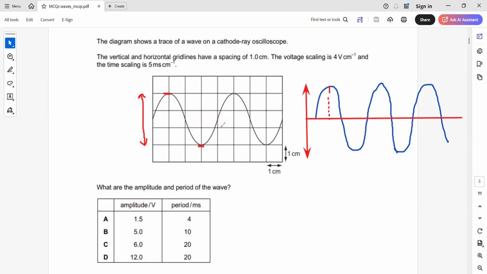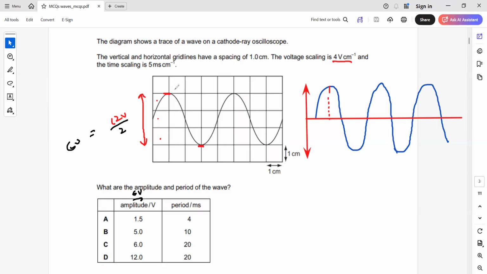Now, according to the voltage scale, it is 4 volts per centimeter, meaning one box or 1 centimeter represents 4. So this is 4, 8 and 12. So 12 volts is the total vertical distance from one extreme to another. But we need half of it. We need the amplitude. So we do 12 divided by 2, which equals 6 volts. So we wrote the amplitude to be 6 volts.